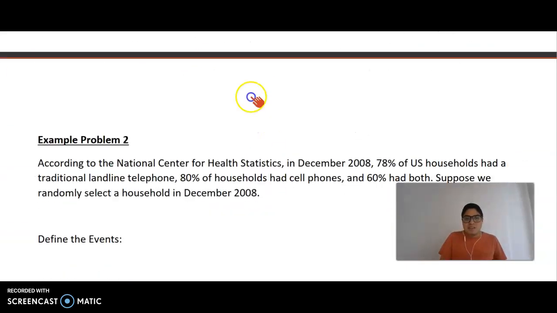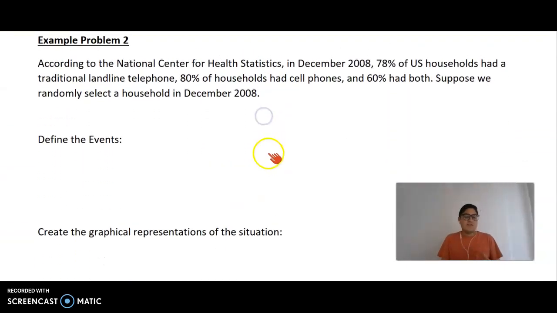And I'm actually going to have you pause the video to try this one out for yourself. So go ahead and pause the video, try this problem out, reference the last example we did, and then we'll come back together to review it. So go ahead and pause now.